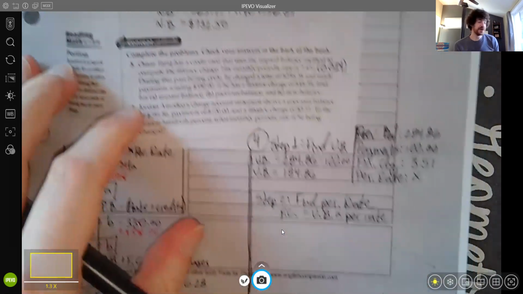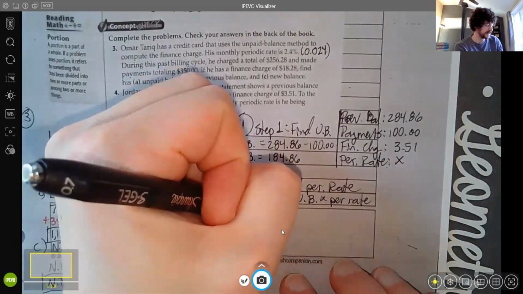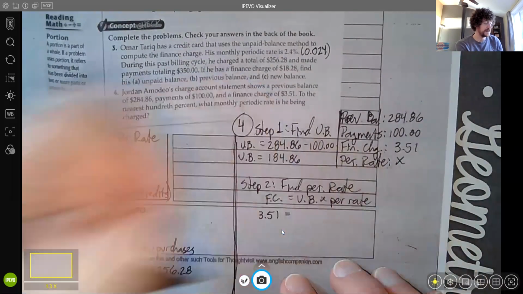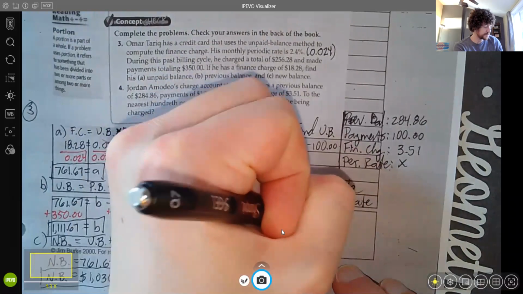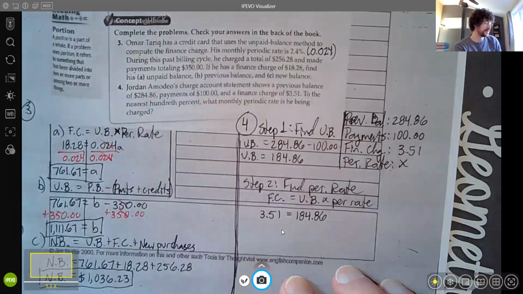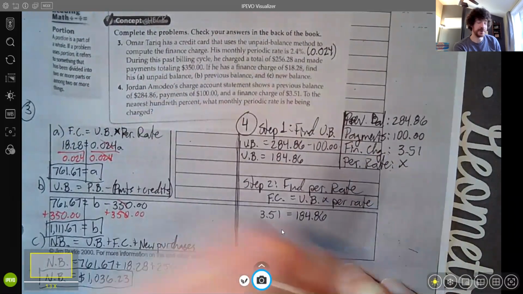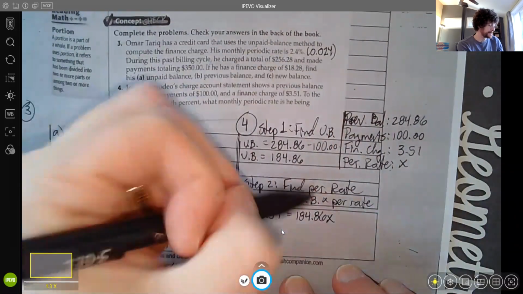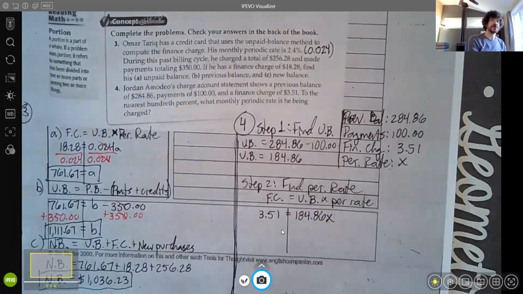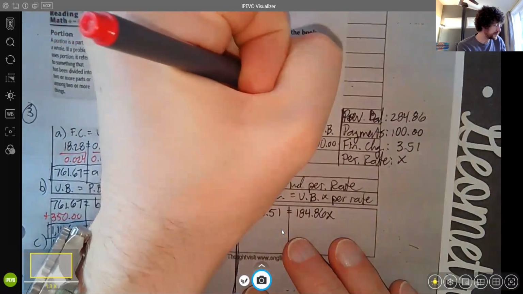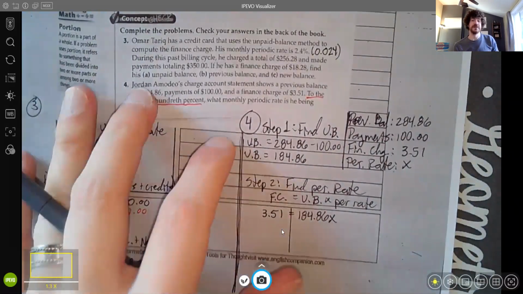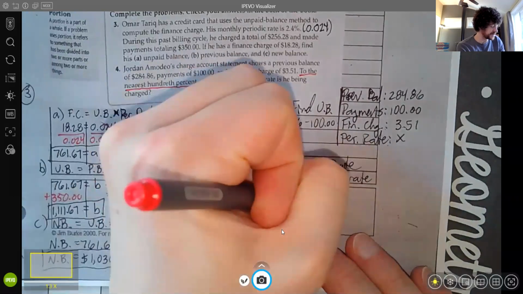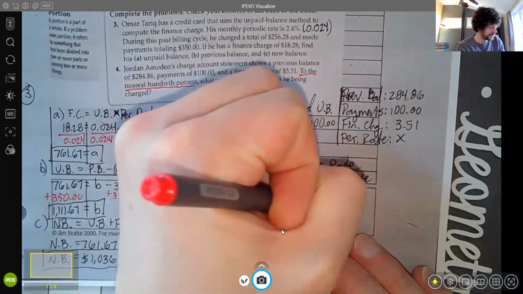We know that the finance charge is $3.51. So we're going to plug that in here. And that is equal to the unpaid balance, which we have right here, 184.86, multiplied by the periodic rate, which we're calling x. So we are solving for x, and it tells us to the nearest 100th percent. So that's going to be important for the last bit of this problem here. But let's go ahead and solve for x first. So divide by 184.86.